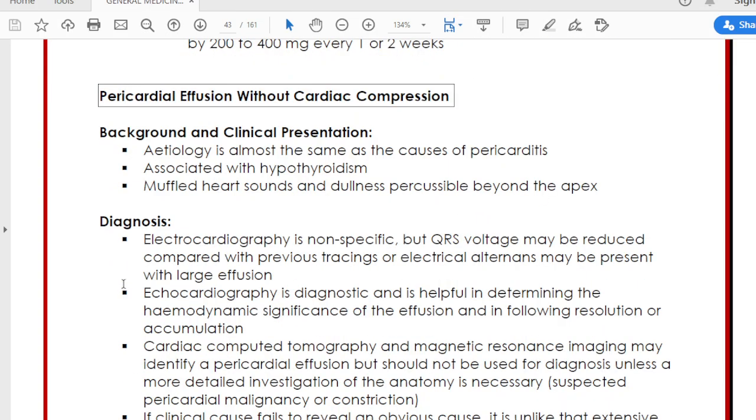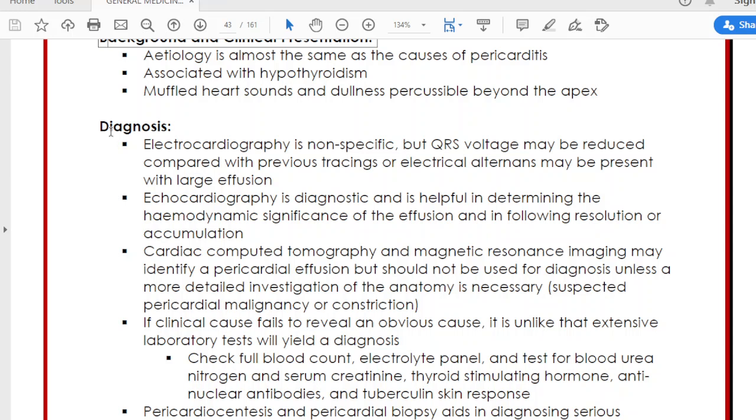Pericardial effusion without cardiac compression. Background and clinical presentation.